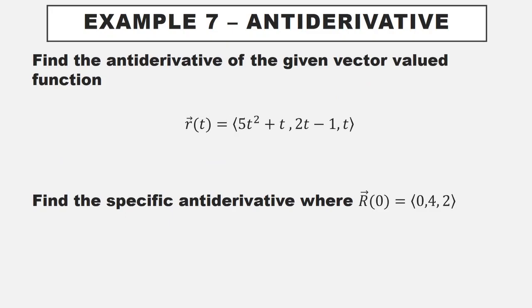So let's look at an example. We're going to take our polynomial vector valued function, r of t once again, 5t squared plus t, comma, 2t minus 1, comma, t. We're going to find the antiderivative or the indefinite integral, and then we're going to find a specific antiderivative such that when you plug in 0 for t, you get the vector 0, 4, 2. So let's take a look at this.